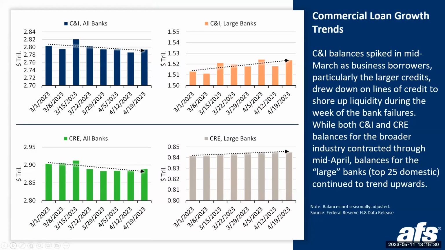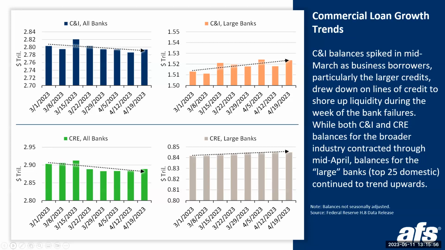So most of us know what happened to deposits in March, but what's been the most recent trend in commercial loan growth? Here we illustrate trends in outstanding balances for C&I loans in the top and CRE loans on the bottom. Trends for the entire industry, all banks that is, are shown on the left, while trends for a subset of the large banks, which represent the top 25 domestic institutions, are on the right.